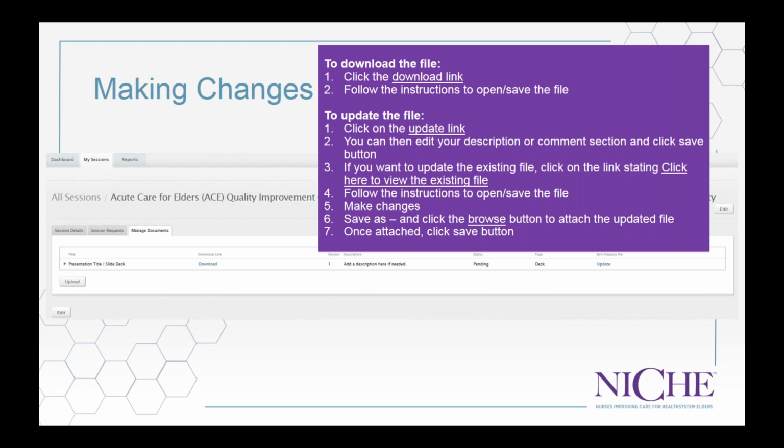To download the file, you're going to click the download link, follow the instructions to open and save the file. To update the file, click on the update link. You can then edit your description or comment section and click save. If you want to update the existing file, just click on the link stating click here to view the existing file. Follow the instructions to open, save the file, make the changes, save as, and then click the browse button to attach the updated file.